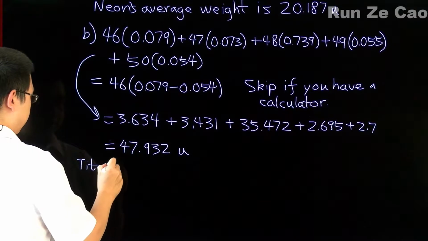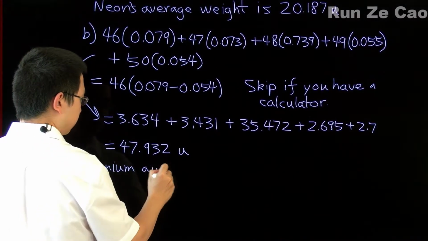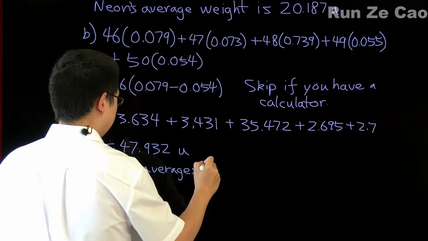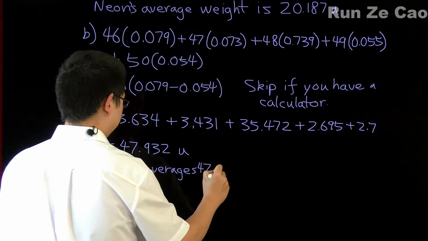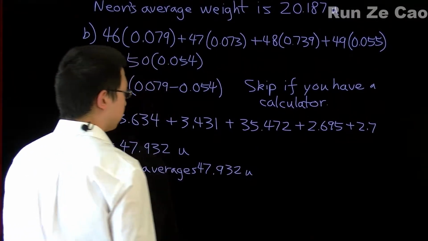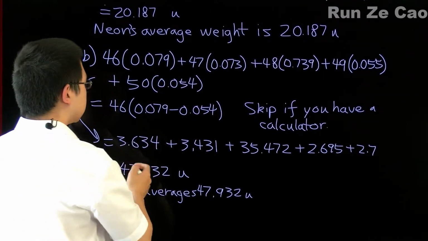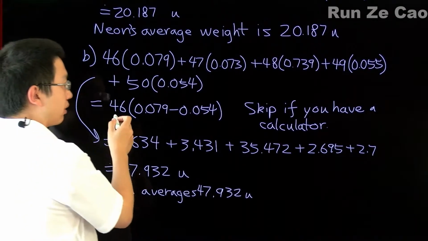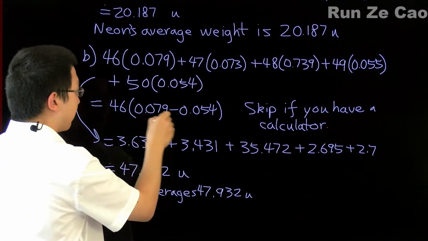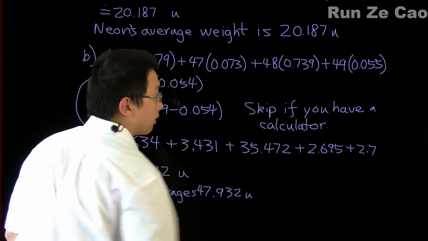Titanium averages is 47.932 U. So we ended up with a little bit under 48, which is perfectly expected given that we were basically dealing with 48 plus -2 times this, plus -1 times this minus that.